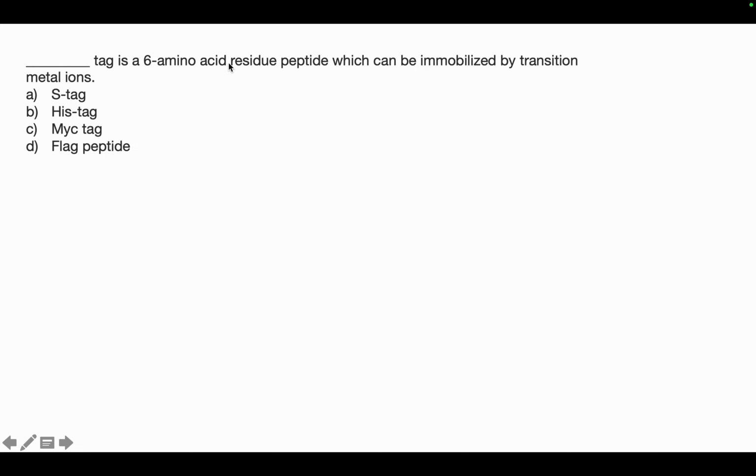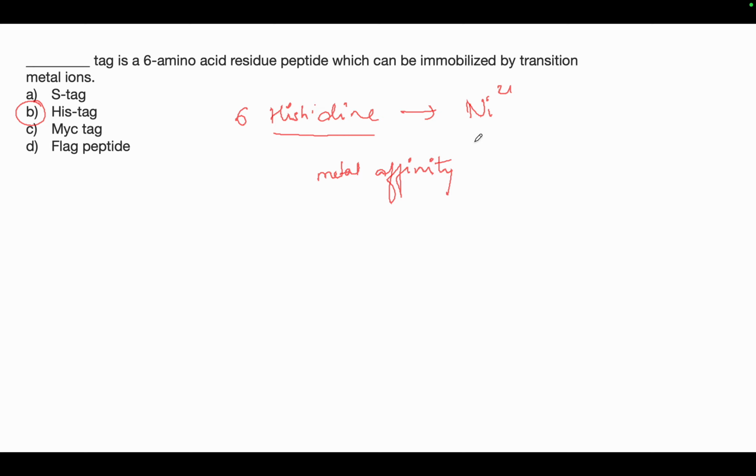The His tag is a 6 amino acid residue peptide which can be immobilized by transition metal ions. So the correct answer is His tag. In the His tag we have 6 histidine residues, and they react with nickel. Okay, so this is a pseudo affinity, metal affinity chromatography. They react with the nickel ions. This technique is very highly used in molecular biology.